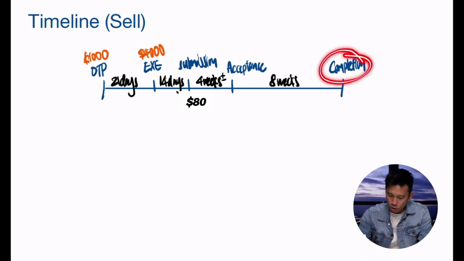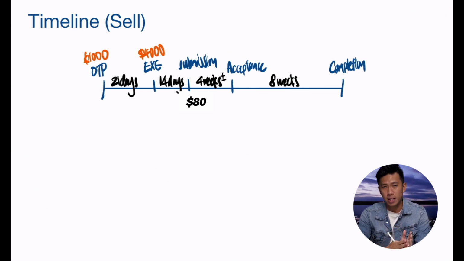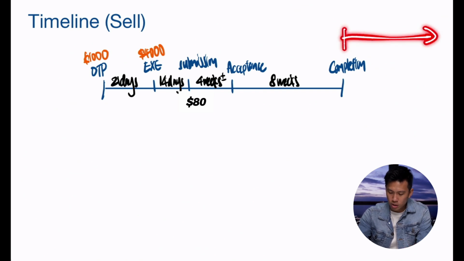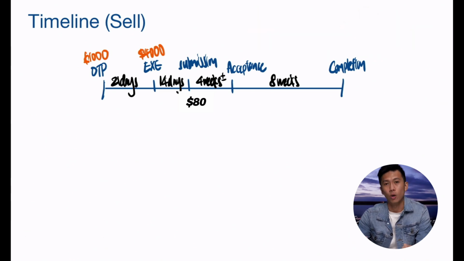What it means during the completion is that the buyers and sellers will both need to go down to the HDB hub to sign off the documents, or rather to sign off the sales and purchase agreements. And legally, from this day onwards, the buyer is the owner, whereas before this, legally, the seller is still the owner. So this is a very basic and straightforward timeline for selling of the HDB.